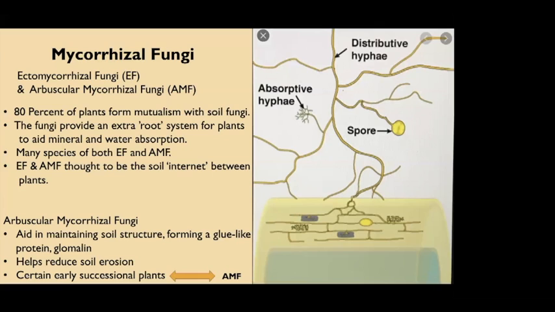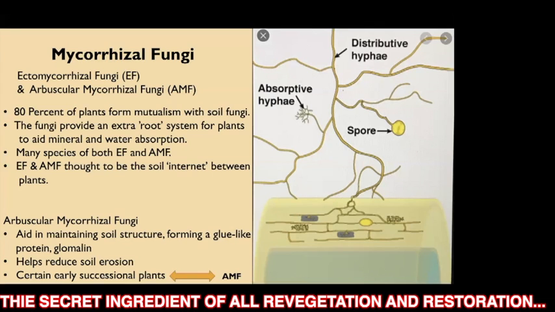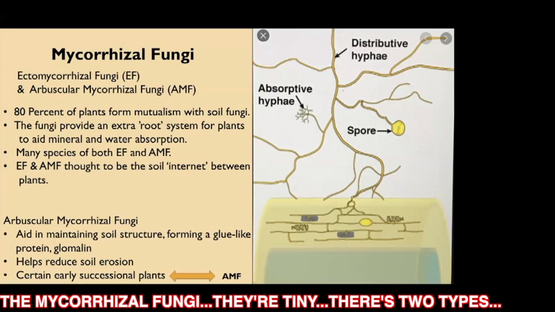And so that brings me to the secret ingredient of all revegetation, restoration, you name it: in the soil are the mycorrhizal fungi. Now they're tiny, as you might think from mycorrhizal. There are 2 types. There are ectomycorrhizal fungi and arbuscular mycorrhizal fungi.